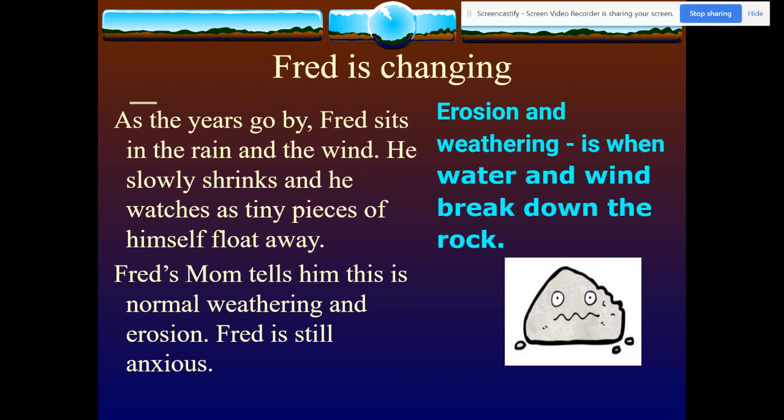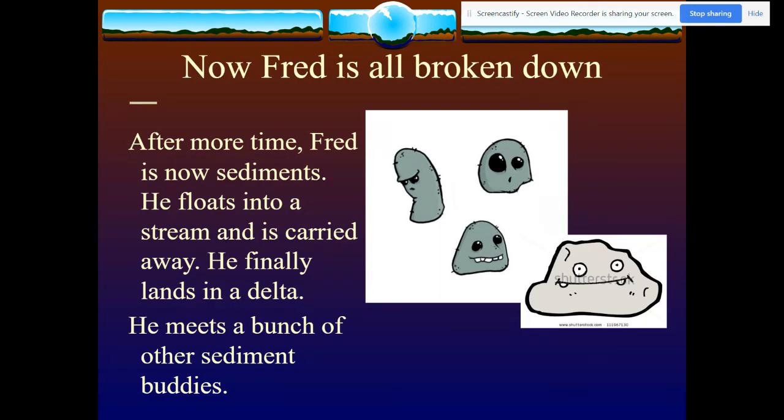So Fred's mom tells him this is normal. But Fred's still anxious, which is to be expected. So eventually he gets all broken down, and he finds some more sediments as he floats into a stream and is carried away. Finally lands in a delta, meets a bunch of other sediment buddies. We're going to find out what happens to them as we go on to our next section.